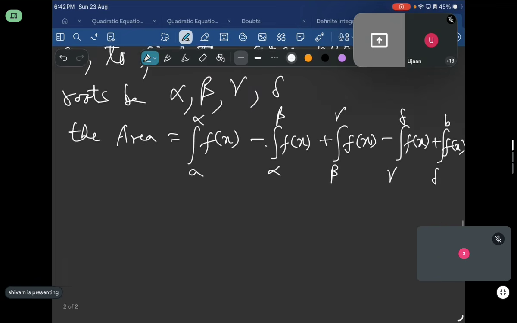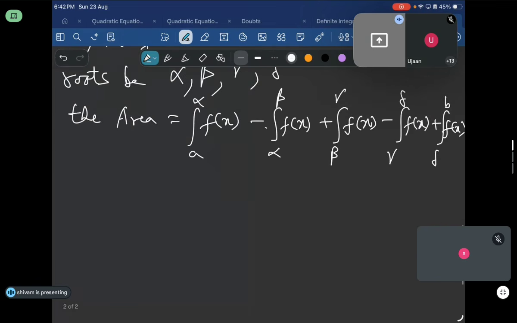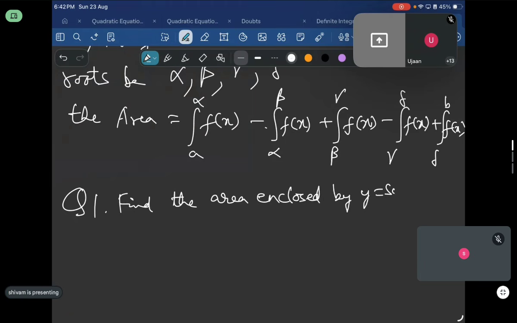Next. So let us do some problems. You people try this out. Question number 1. Find the area enclosed by y equal to sin x, x-axis, x equal to 0 and x equal to 3 pi by 2. Solve.